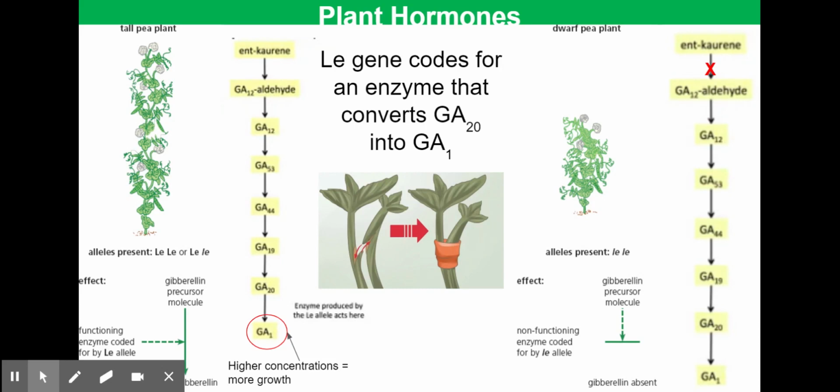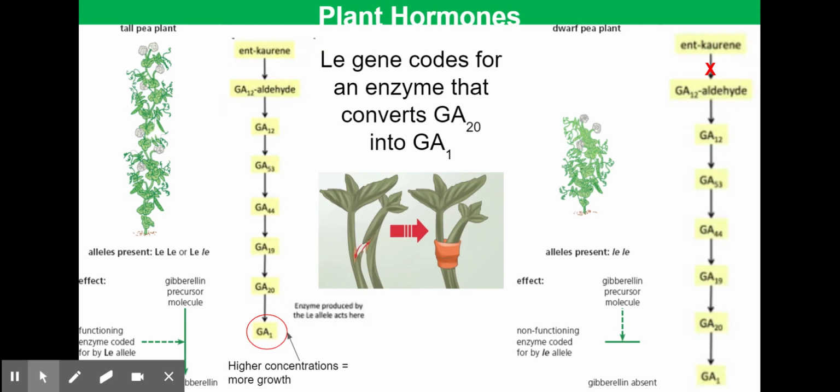There's quite a lot on this slide, so I'm just going to give you a moment to digest some of the information. On the left-hand side, you'll see a tall version of the plant, the wild type, tall pea plant. And we're specifically looking at this one gene called the LE gene.